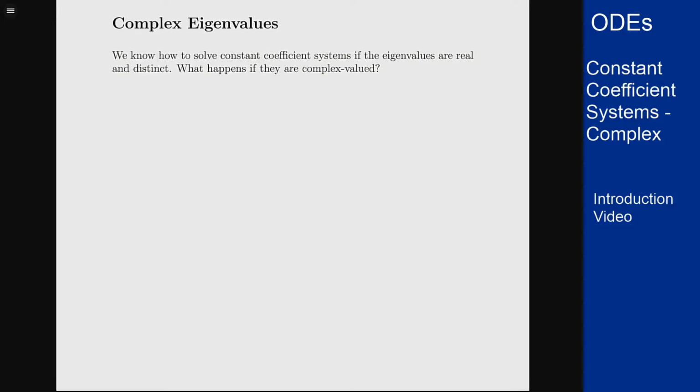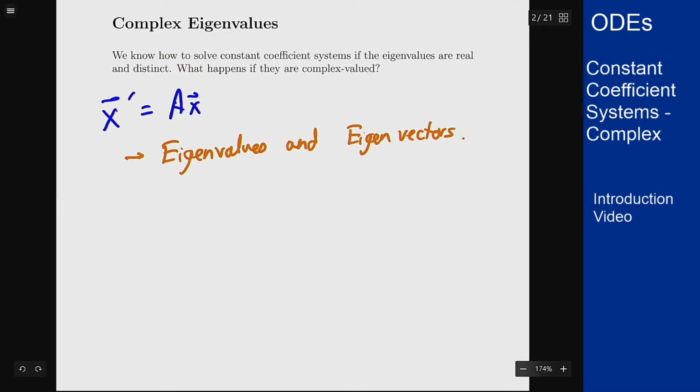In this video, we'll talk about constant coefficient systems with complex eigenvalues, how we can approach the complex eigenvalue version of this problem. Let us try to solve our system, x prime equals Ax, by looking for the eigenvalues of A like we did before, but we get complex eigenvalues.